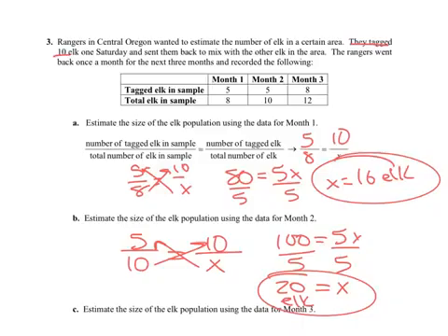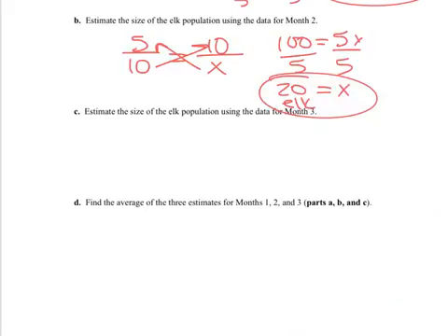Let's check out part C and D. Okay, for part C, it says estimate the elk population using the data from month number 3. So let's go ahead and set this up. So for month number 3, 8 were tagged out of the 12 elk that we're seeing. And that equals the total amount of elk, which is x, because that's what we don't know, out of the 10 that were initially tagged. So let's go ahead and solve for x.